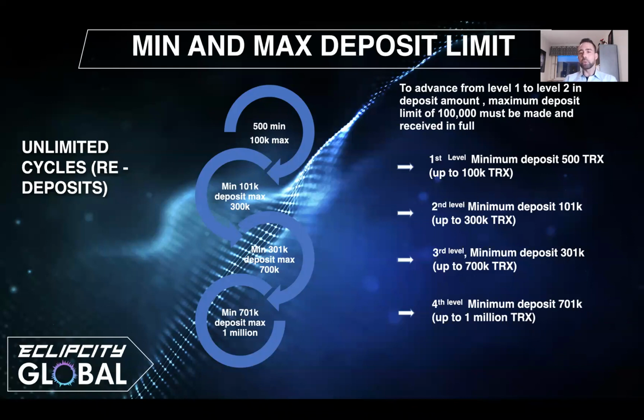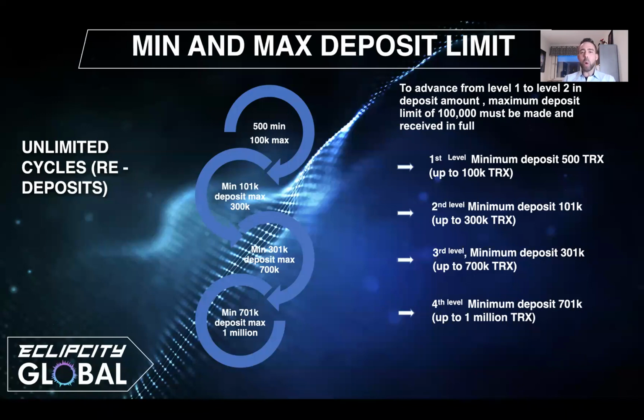Now you are in the second level, and you can deposit between 101 all the way up to 300,000. For you to deposit more than 300,000, you will need to make a full 300,000 Tron deposit. That will allow you to move into level 3, where you can deposit up to 700,000. Once you have made a 700,000 deposit, you are now in the 4th level, and you can make a deposit up to 1 million. So 1 million is the maximum deposit limit that you can make, but there's no limit to how many cycles you can do and how many times you can make a redeposit.